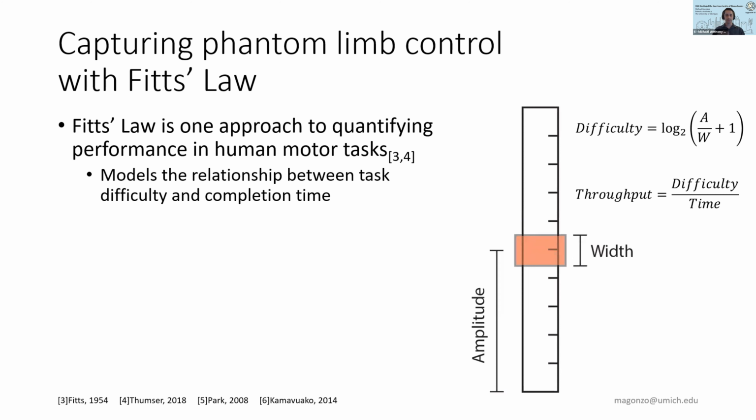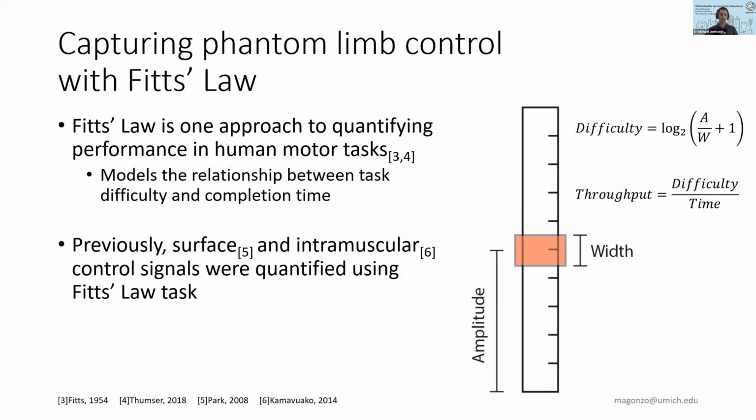Now, throughput is a measure of motor performance, and it's proportional to that difficulty and inversely proportional to how fast the individual can achieve the target. So faster times at the same difficulty equate to higher performance. And this paradigm has been used to measure control in surface and intramuscular control signals, but these were performed on healthy individuals, so we don't get information about that phantom hand.